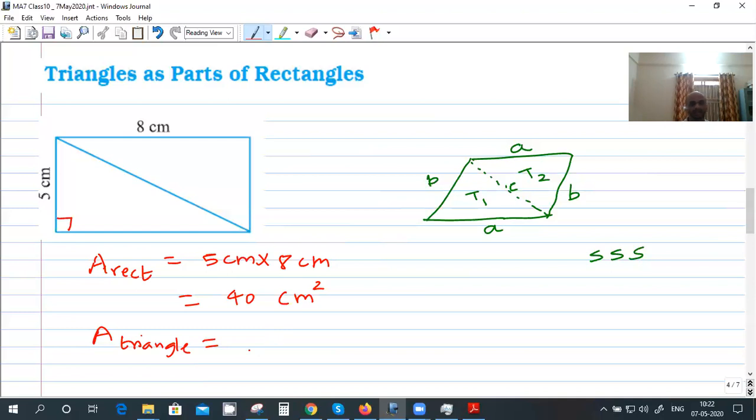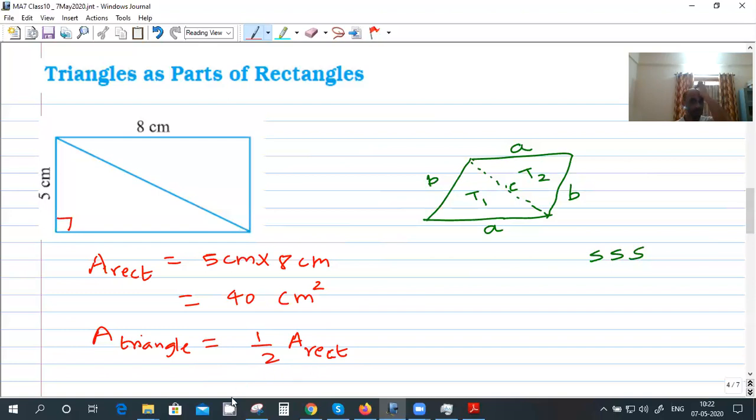Without knowing the half base and height formula, since there are two equal triangles, two congruent triangles, the area should be half of the area of the rectangle. The number is fine, but first you have to understand that there are two congruent triangles which fit in the rectangle. So the area of the triangle is half of the area of the rectangle.